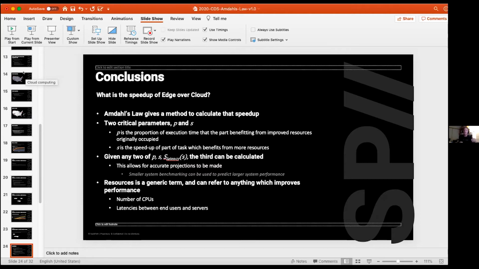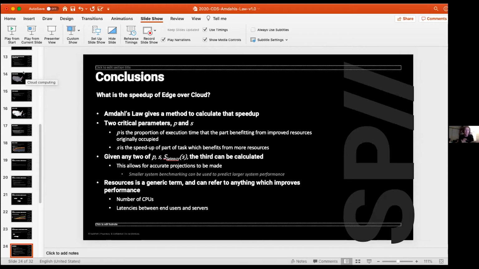Because the question isn't what's the values of P and S for our little thought experiment. The question is, what's the value of P and S for your application? And if you're willing to engage in the small systems benchmarking necessary to derive those values for your own application, and they will differ from application to application, which is why the answer to how much faster is edge than cloud is always, well, it depends, because it depends upon the specifics of your application, the level of parallelism within your application. That will drive the observed actual benefit that you're going to get in moving to edge.